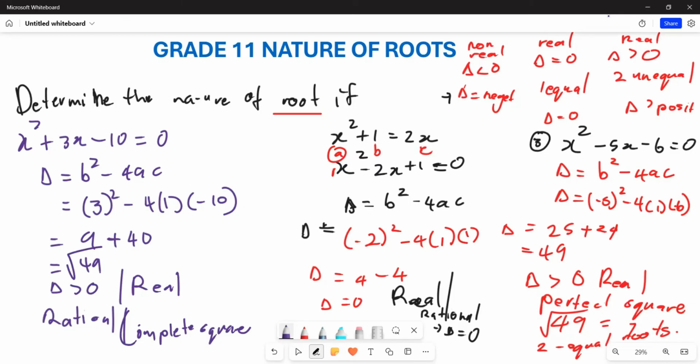So basically, this is how you are going to firstly understand these fundamental basics, or rather basic questions on roots.